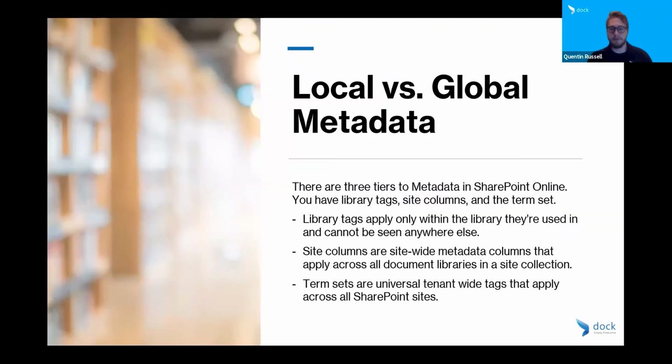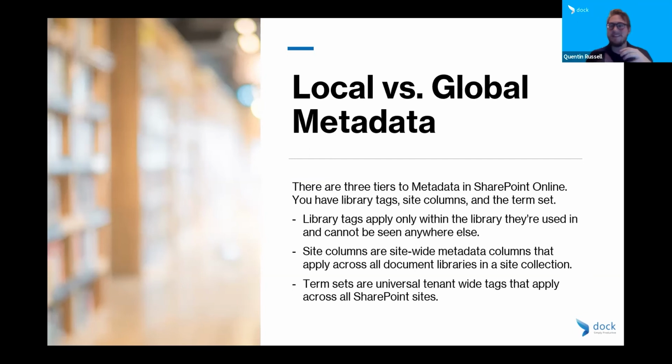So basically, when it comes to metadata, there are about three different tiers: local, global, and, I guess, regional. The three tiers are library tags, site columns, and term sets. Library tags only apply within the library they're used in. The specific document library that you choose to build different terms in, those are library tags. They can't be seen anywhere else outside of that document library.